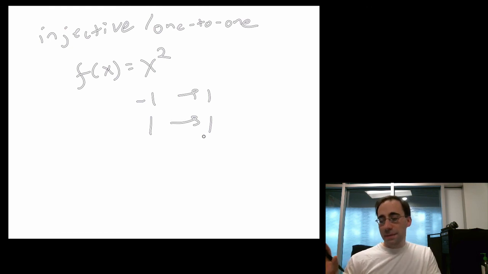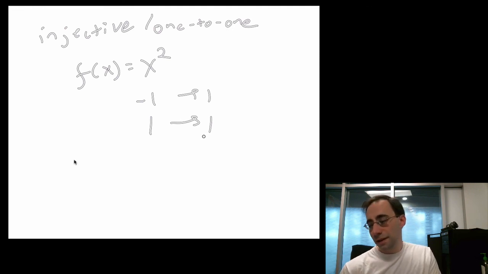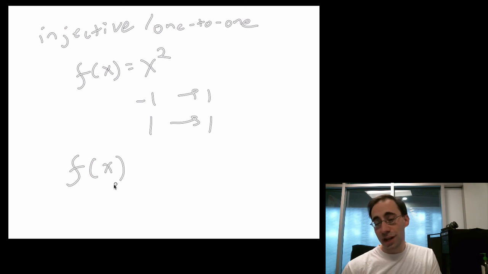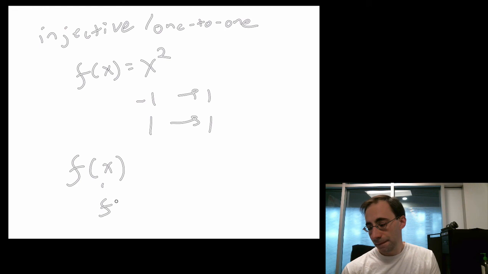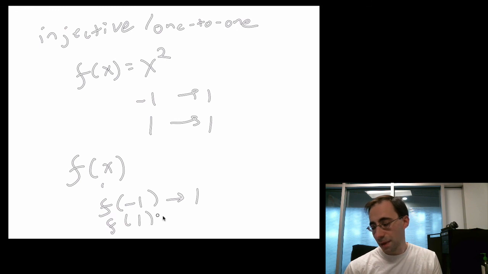Here's a good time for a side note, by the way. Not all functions are one-to-one, but all functions have the property that for each point there is only one point in the range, right? So two different points might map to the same point in the range, but each point in the domain maps to only one point in the range. And I apologize if I said that wrong. Each point in the domain maps to only one point in the range. So here f of -1 maps to 1, only one point. f of 1 maps to 1. Same point, but still only one point.